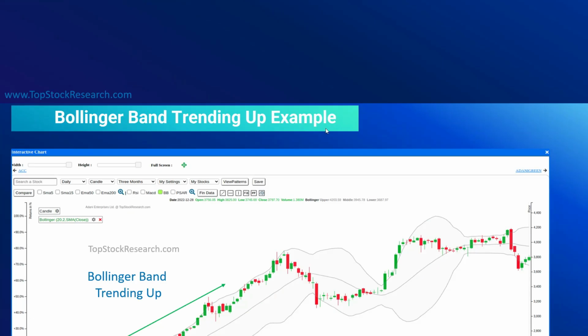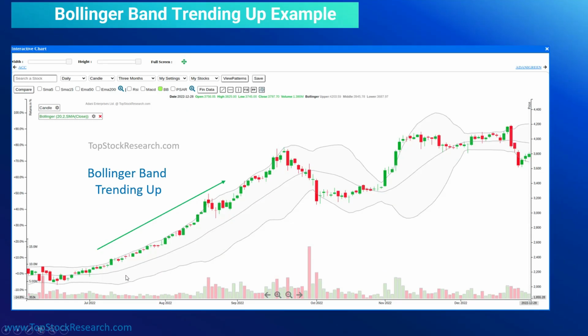Let's see an example or two. In this case, if you see, there's a band continuously moving up. There's a strong uptrend, very, very strong uptrend. Multiple times the Bollinger Band upper band is getting breached, right? So this is the kind of filter that we'll be creating in a short time. Maybe in the next few releases, right? We'll try to get that.